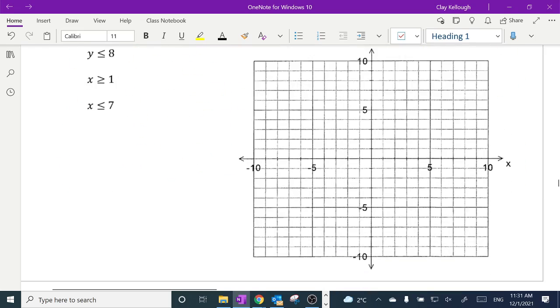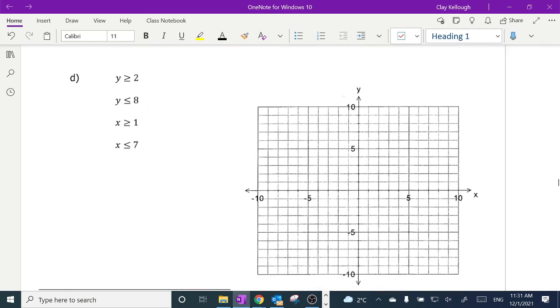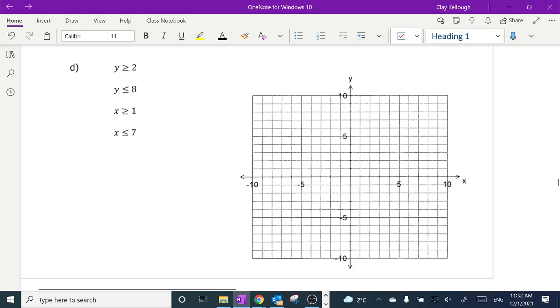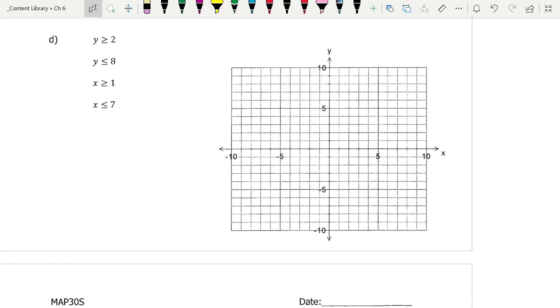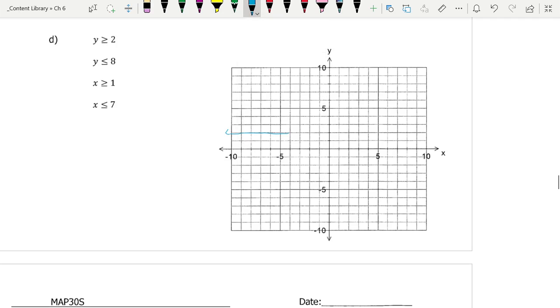This one's a lot of fun. This one is easy, isn't it? Okay, let's do this one quick, because it just gives us the numbers. All right, so basically all of these lines are horizontal and vertical. I'll do different colors again. All the colors of the rainbow. So this one is y is greater than or equal to 2. So that's a solid line. I'm going to make this fatter. There we go.